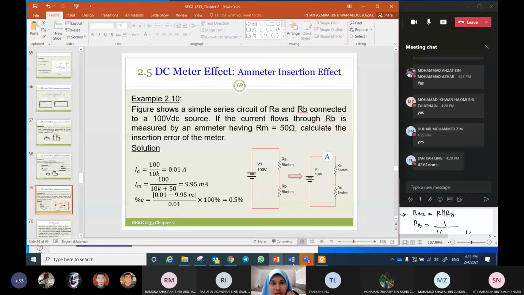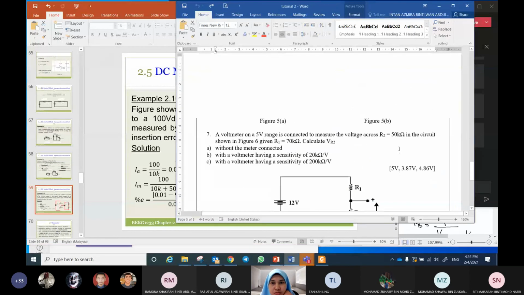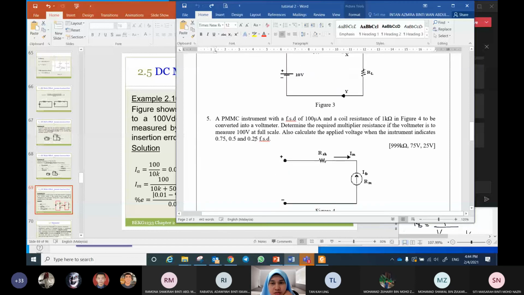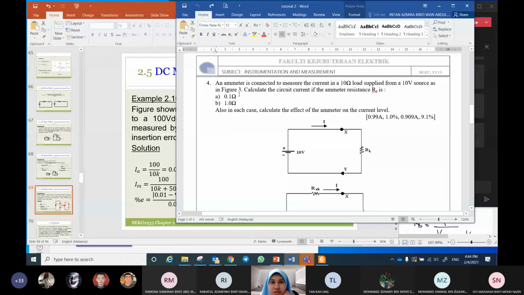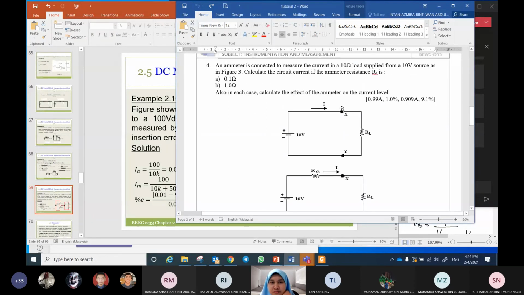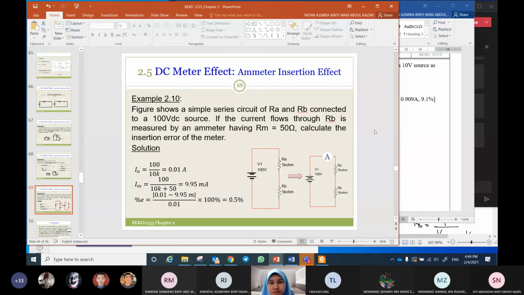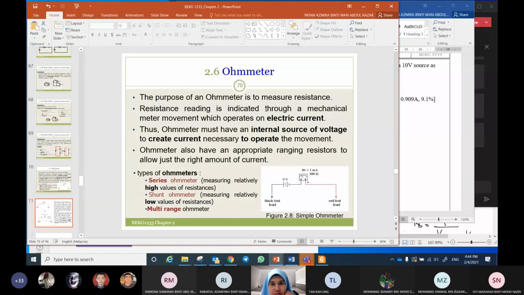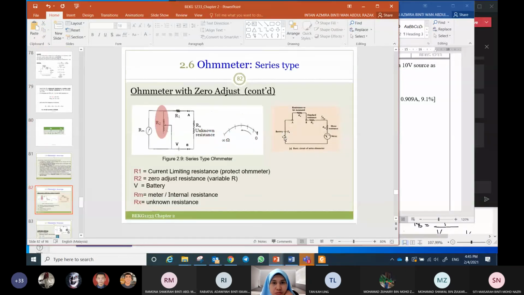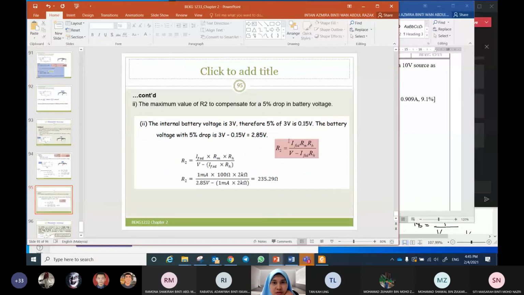This subtopic of ammeter insertion effect, in tutorial 2, it is number 4. Number 4 is ammeter insertion effect, but this question is very simple. I think no need to discuss, because it is just like our lecture. That's all for today. Next week we will learn the other subtopic. I think this is the last subtopic of chapter 2, ohmmeter. Quite long.